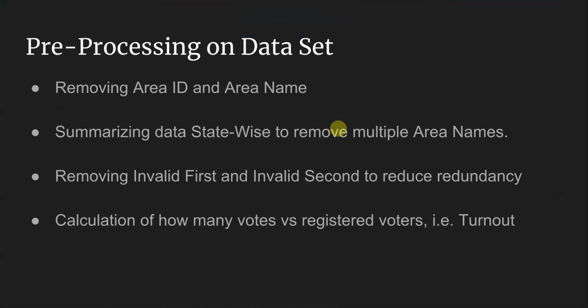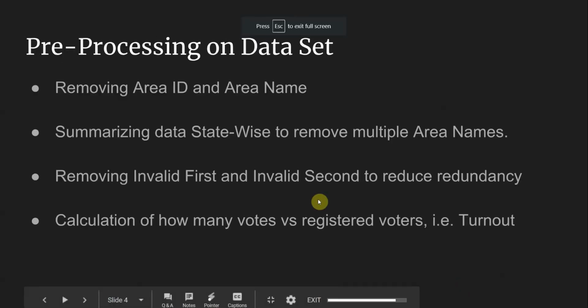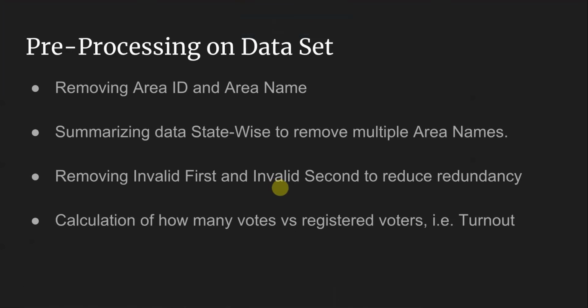So the pre-processing includes removing area ID and area name, as we are doing state-wise analysis, summarizing data state-wise to remove multiple area names, removing invalid first votes and second votes, as we are taking the average of votes and giving invalid votes and valid votes, and calculating how many votes versus registered voters, that is the turnout, which is the percentage of total votes to the registered voters.